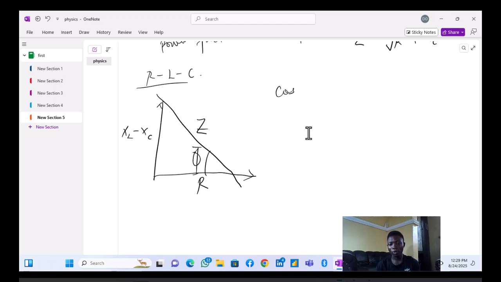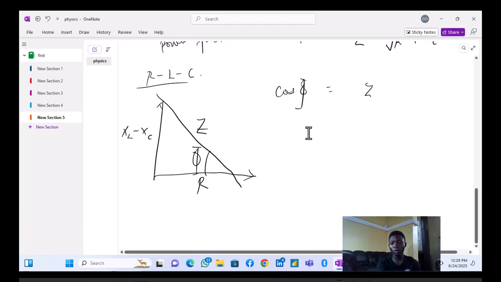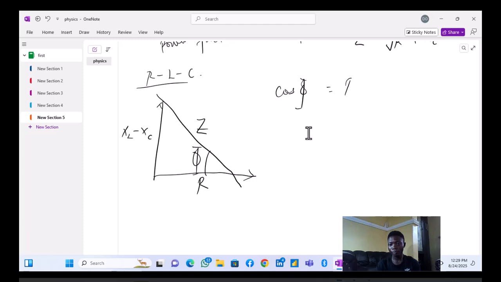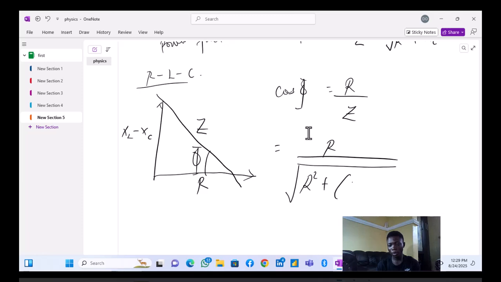So we have that cos phi, which is the power factor, is adjacent over hypotenuse, which is R over Z. Okay, so that is R over, so what is Z? Z is the square root of R squared plus (XL minus XC) whole squared. So that is the power factor.